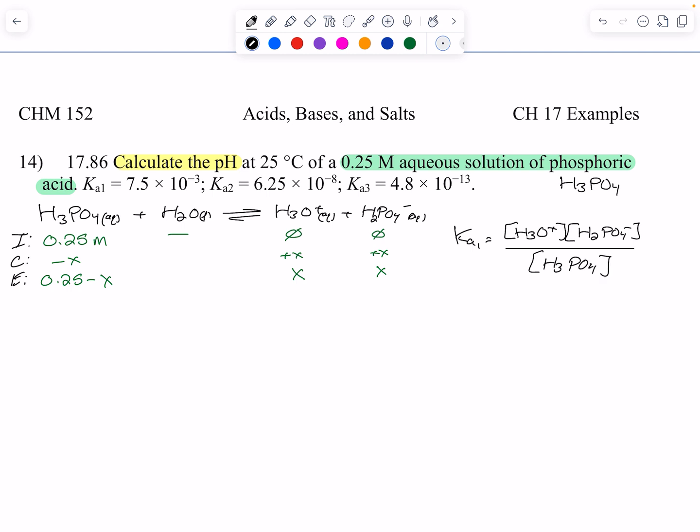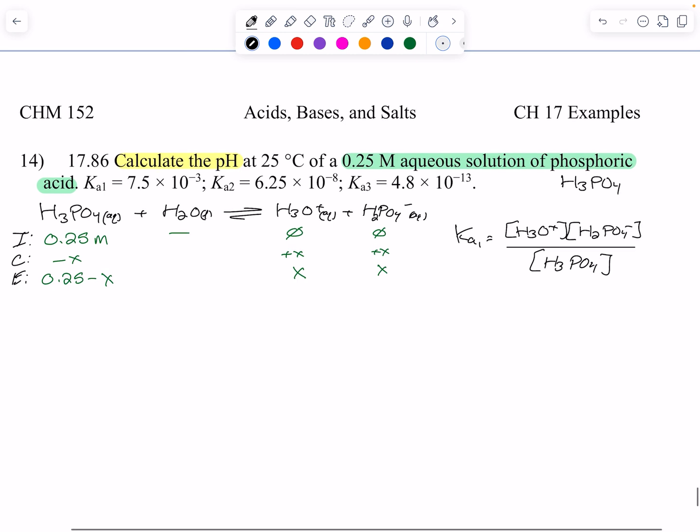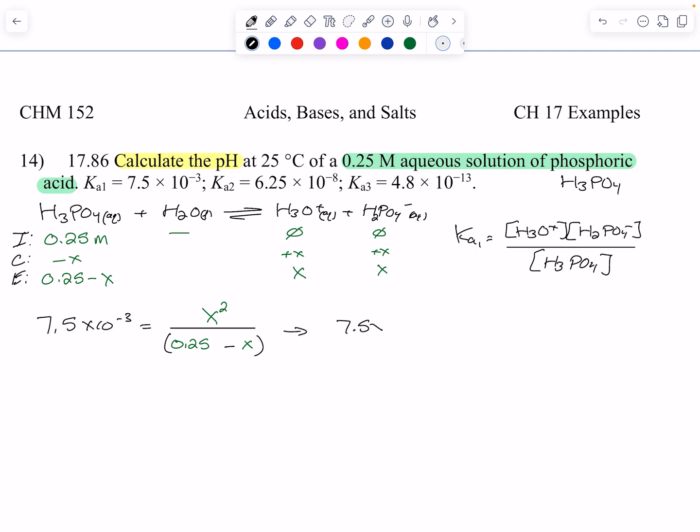All right, so what do we have here? 7.5 times 10 to the minus third equals X squared over 0.25 minus X. Can we approximate? No. So we have 7.5 times 10 to the minus third times 0.25 minus X equals X squared.